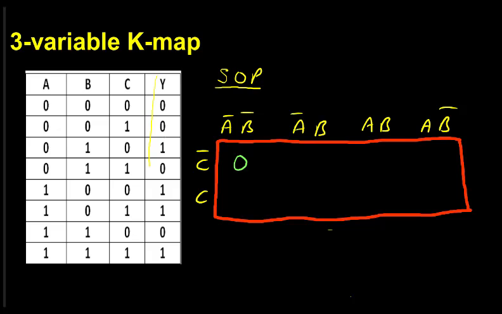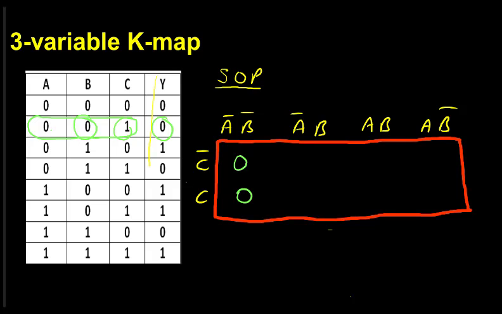This is 0. The other 0 is at this point where I have 0, 0, 1. It means A bar, B bar, and C. So this is A bar, B bar, and C. Okay, so this is again 0.